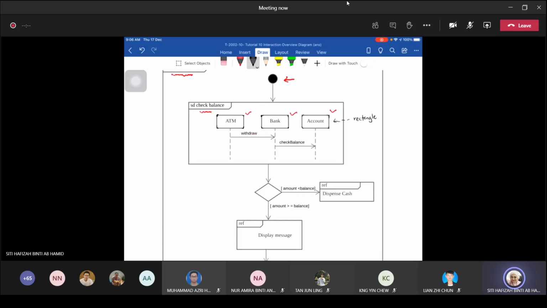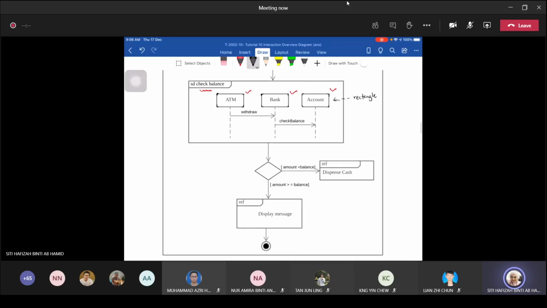Next, since it has alternate, definitely you have to use this diamond. So one is if the amount is less than balance, another one is amount greater or equal to balance. One goes to reference dispense cash, another one references display message. You can have display error message whatever, but that is a display message. And then end with the end node.